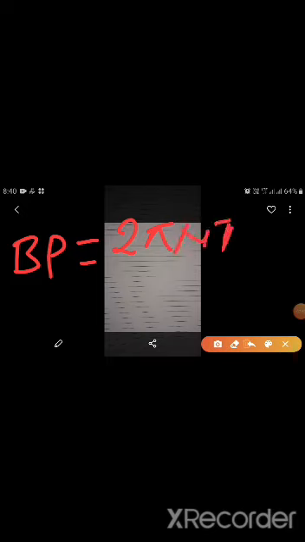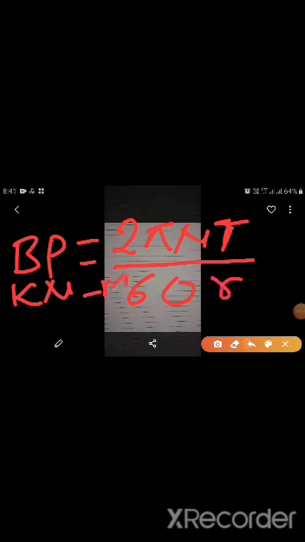So quickly we will look into the BP here. So what is a BP? Brake power. Brake power equal to what here? 2 pi N into T divided by 60 here. So in this BP, the T is substituted in kilonewton meter here. N is substituted in RPM here.